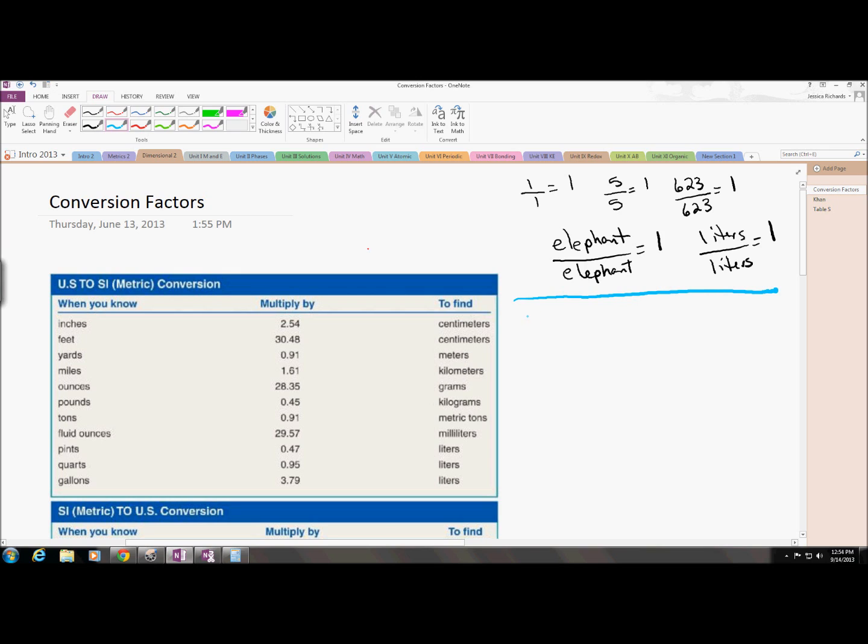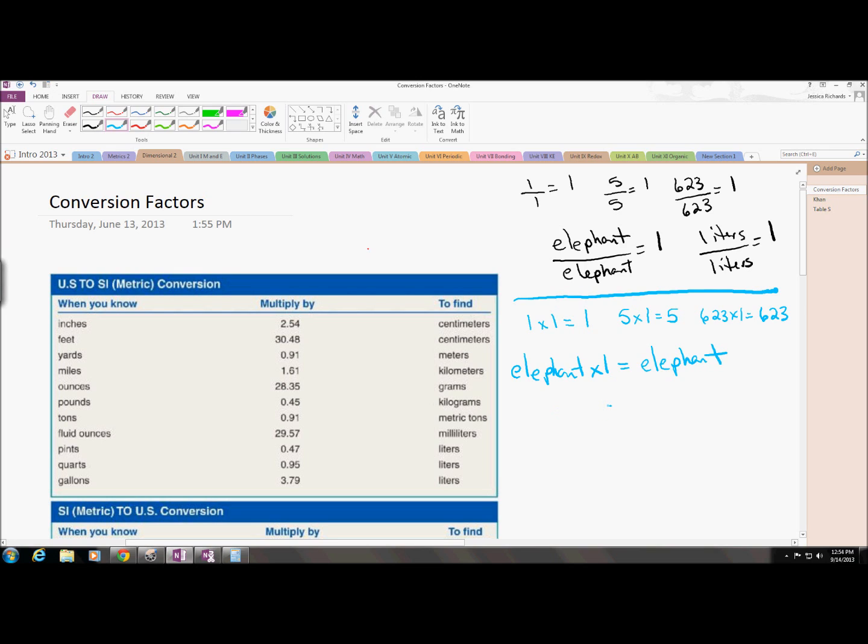Okay, here's the next one. 1 times 1 equals 1. 5 times 1 equals 5. 623 times 1 equals 623. Elephants times 1 is going to equal elephant. So the math concept here was anything times 1 is itself.